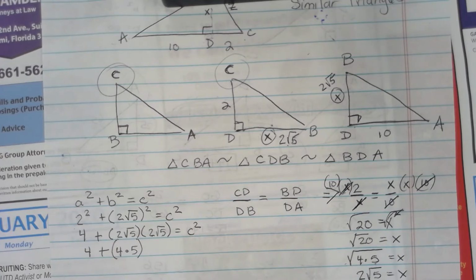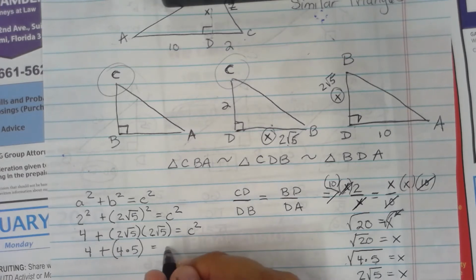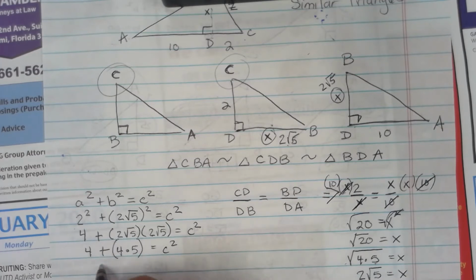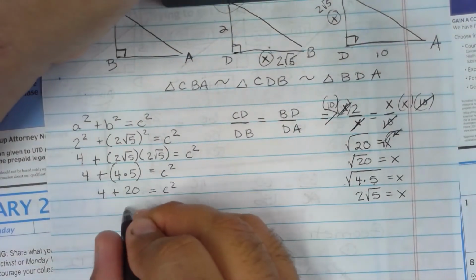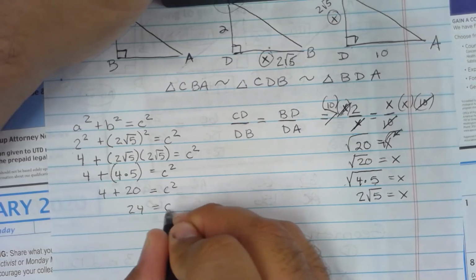What's square root of 5 times square root of 5? He said it's square root of 25, right? What's square root of 25? 5. This is equal to what? c squared. What's 4 plus 20? So this right here, this is 24, is equal to c squared.